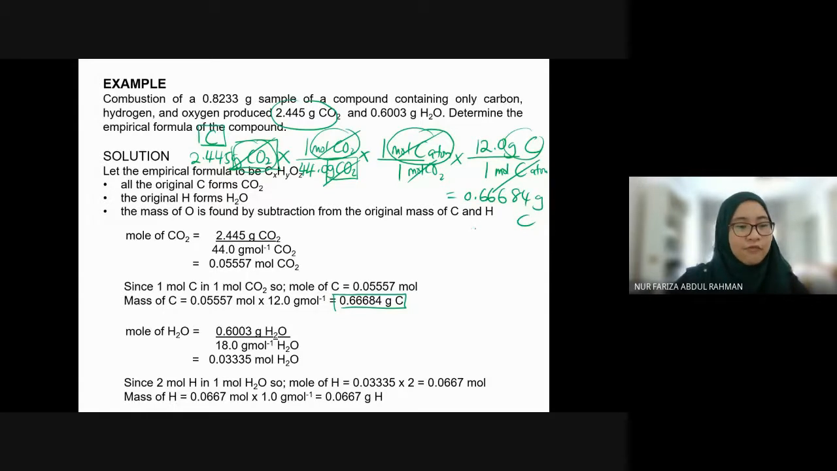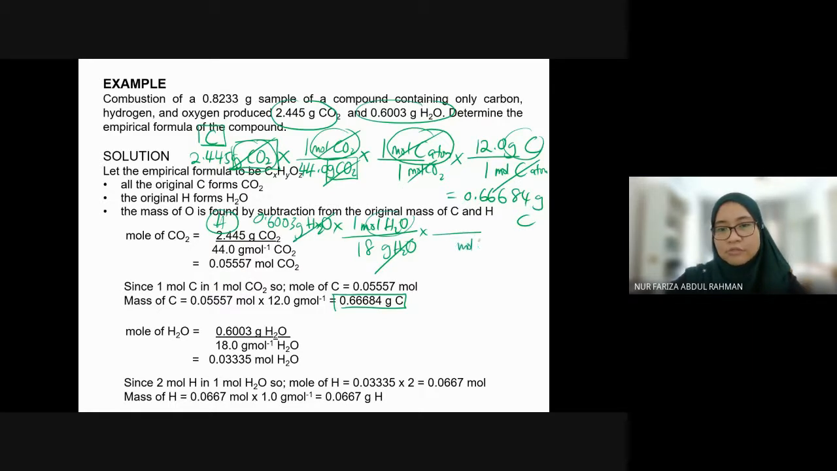So the same way we apply for hydrogen. Alright, so let's say very quickly, nak cari hydrogen kan? So this is the mass of H2O, 0.06003 gram H2O. Below should be gram of H2O. So what would be the gram? It will be the molar mass, 18. And then it should be 1 mole of H2O. So this one will be cancelled out, so we have mole. Next, at the bottom should be mole H2O.